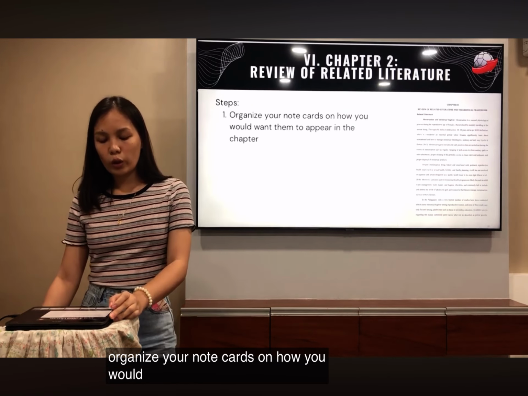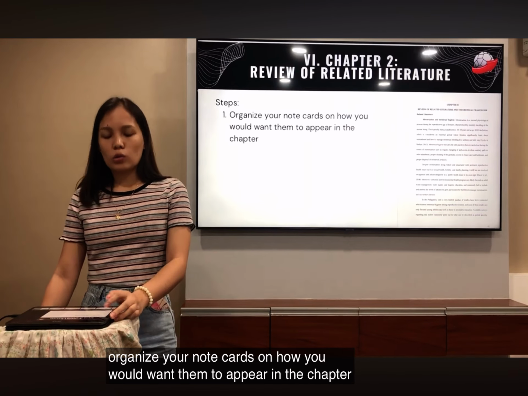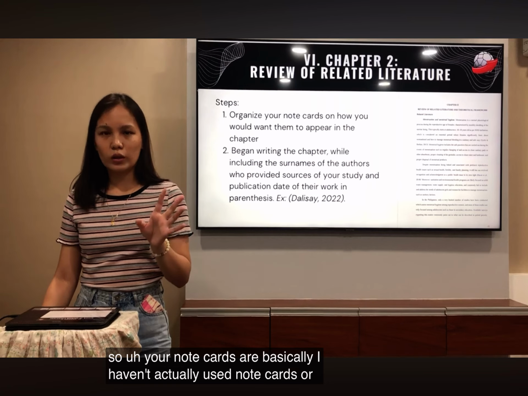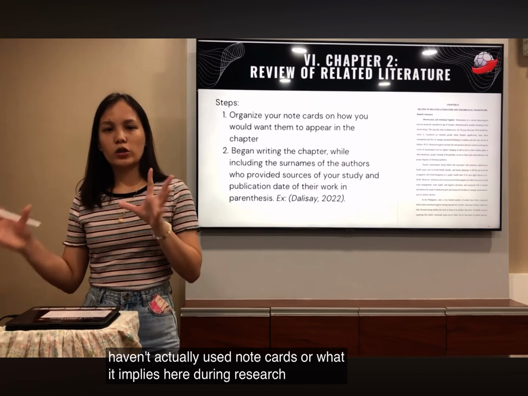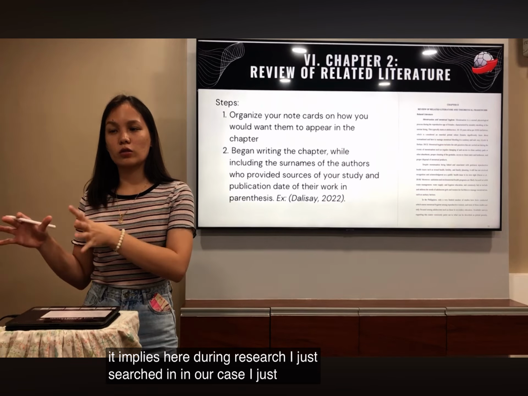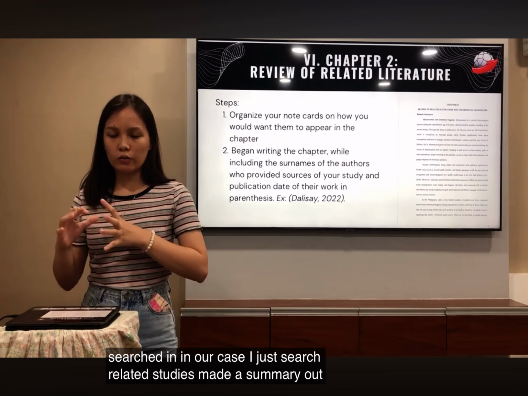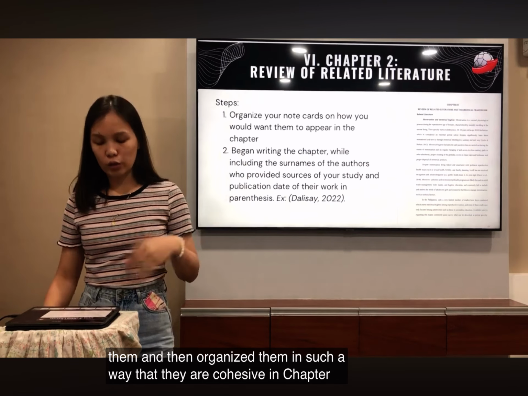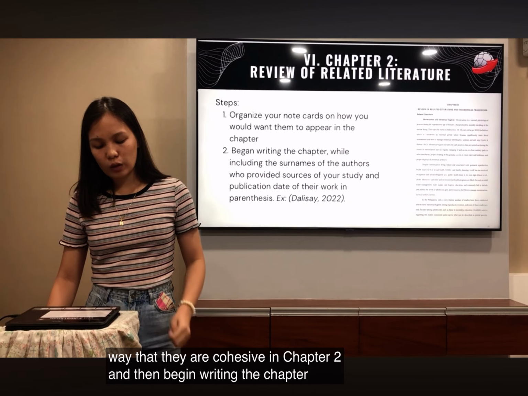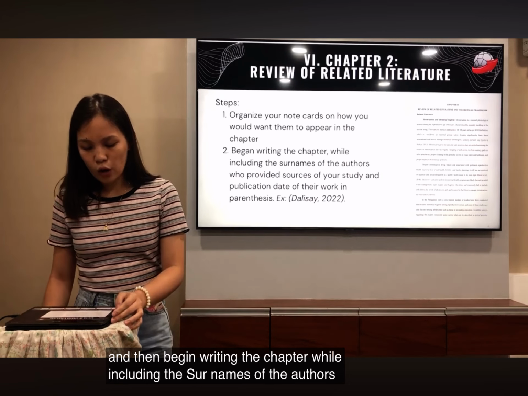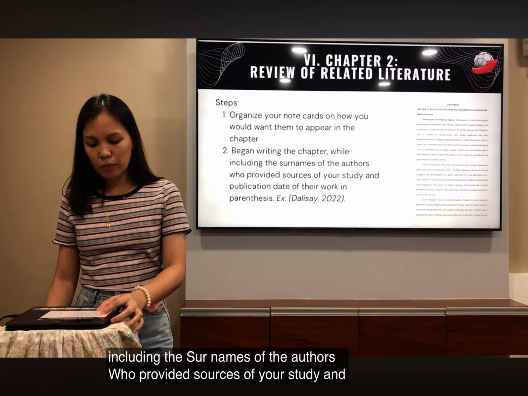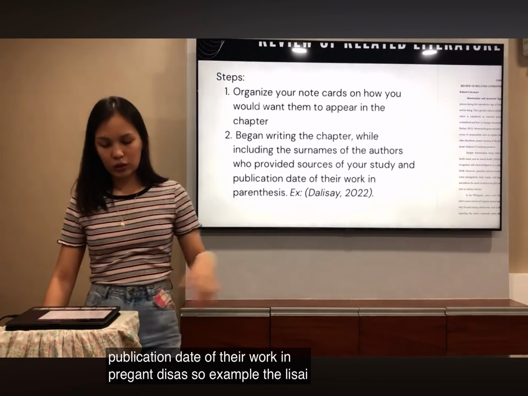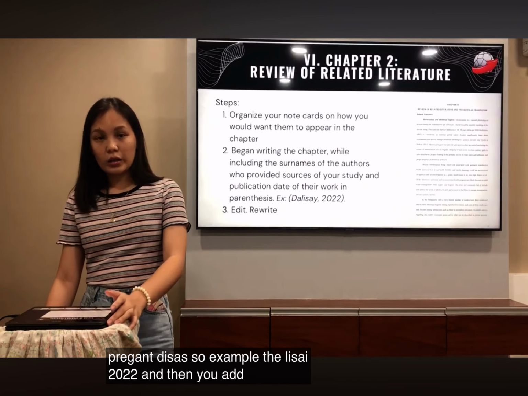Okay, so for the steps of the review of related literature, first is to organize your note cards on how you would want them to appear in the chapter. So your note cards are basically, I haven't actually used note cards or what it implies here during research. I just searched, in our case, I just searched for related studies, made a summary out of them, and then organized them in such a way that they are cohesive in chapter 2. And then begin writing the chapter while including the surnames of the authors who provided sources of your study and publication date of their work in parentheses. So example, Dalisay 2020. And then you edit and then you rewrite.